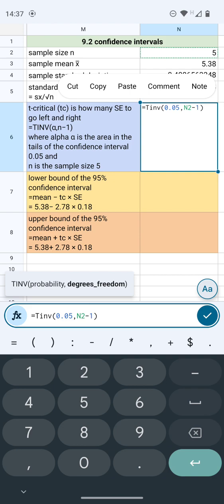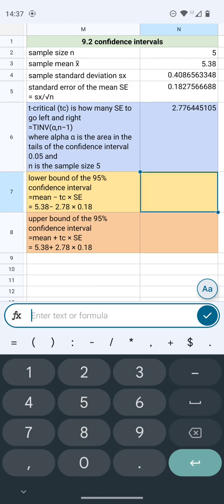0.05 is a standard alpha that we use. I'll talk more about alpha and what it means in Chapter 10. But it will be our risk of what's called a type 1 false positive error. That number is always 0.05 in this class. That's a standard value that most fields use. Education, social science, and many other fields use 0.05 for alpha. You will learn about other alphas later. And if I press enter, you'll see it's 2.7764, about 2.78.